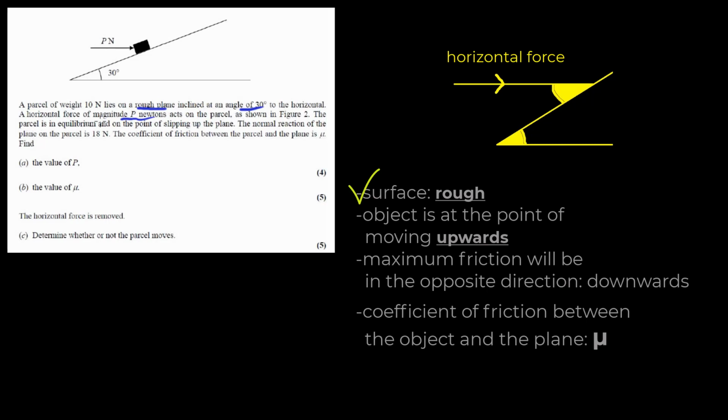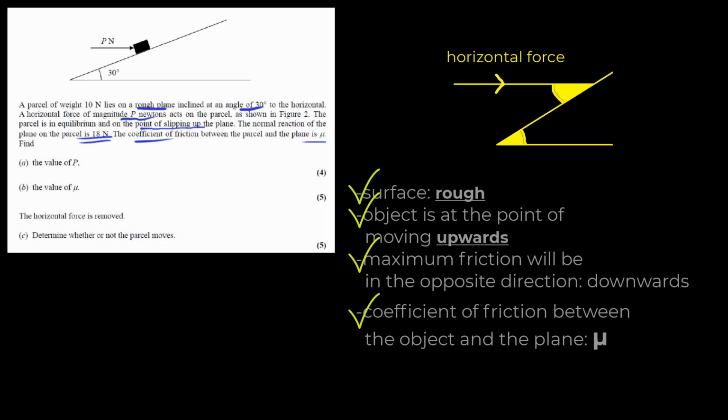The parcel is in equilibrium and is on the point of slipping up, so it is about to move up. That means friction will work in the opposite direction. So this is in limiting equilibrium, about to move up. The normal reaction of the plane on the parcel is 18 Newton. This is given, usually it's not given. And the coefficient of friction is unknown.